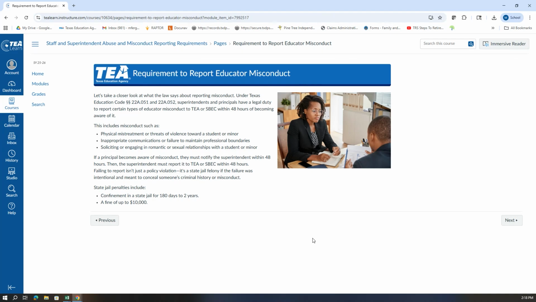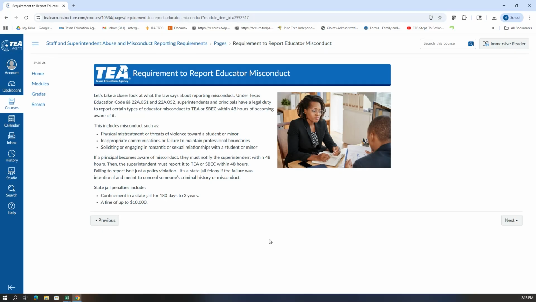Requirements to report employer misconduct. Let's take a closer look at what the law says about reporting misconduct. Under Texas Education Code 22A.051 and 22A.052, superintendents and principals have a legal duty to report certain types of employer or educator misconduct to TEA or SBEC within 48 hours of becoming aware of it.